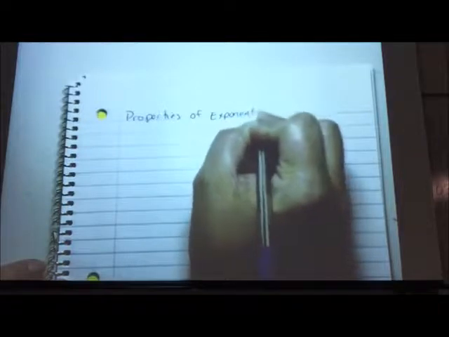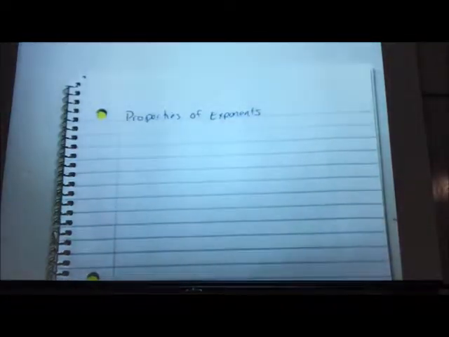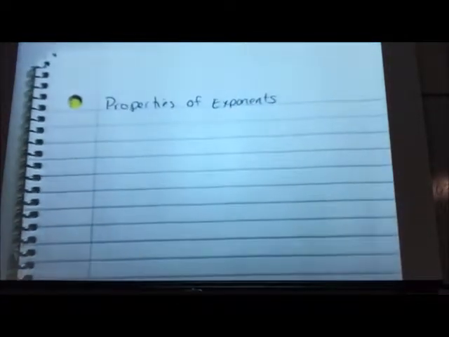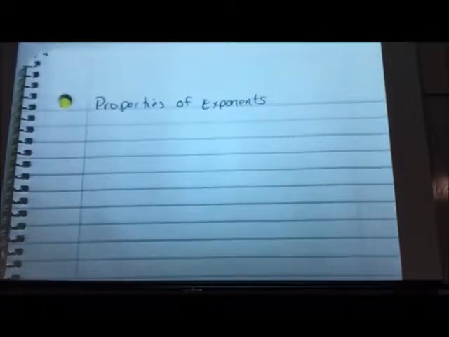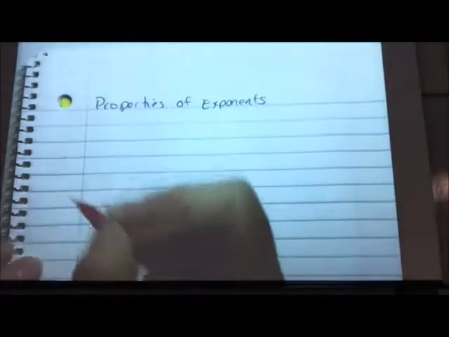Now, we have talked about exponents. I'm sure you have seen them, and as soon as we start reviewing them, I'm sure that you're going to remember them from your previous classes.